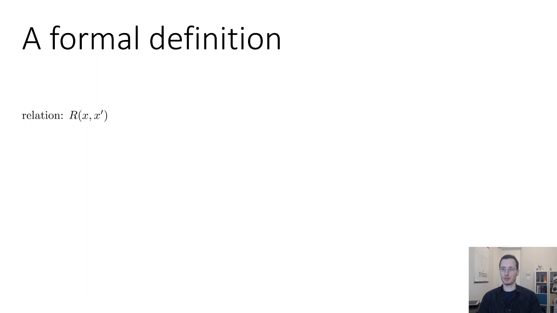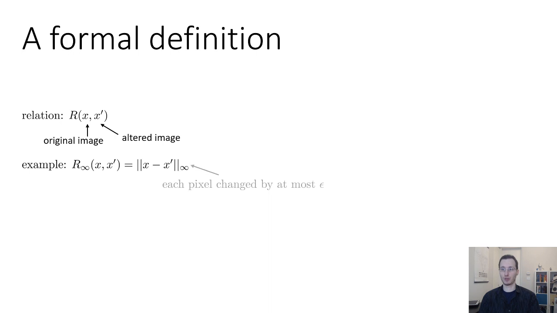We can introduce a relation, R(x, x'), which describes how close the original image x is to our altered image x'. There are many different choices for R that you could use. A very simple choice is the infinity norm between x and x', which basically says that each pixel changes by at most epsilon. The infinity norm is formally defined as the difference between the two elements of x and x' that are the most different.